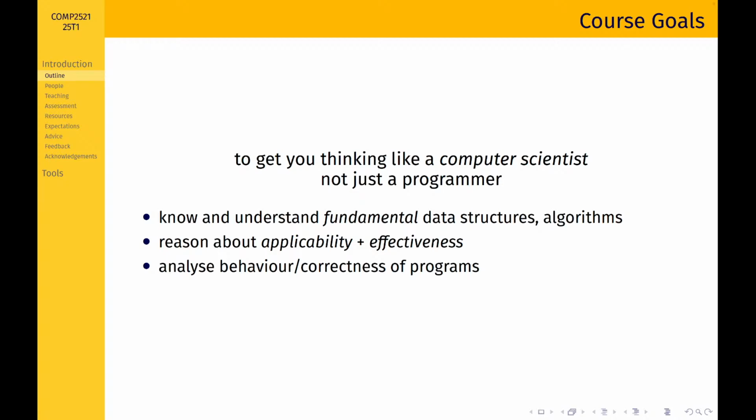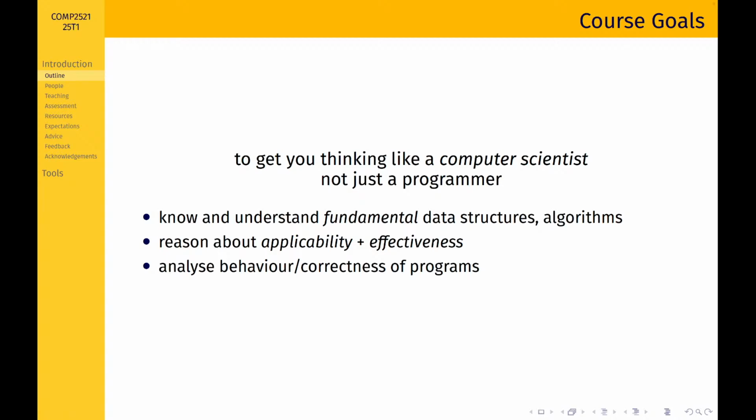But in COMP2521, the goal is to get you thinking not just as a programmer, but as a computer scientist. And what does that mean? Well, first of all, what should a computer scientist know? A computer scientist should know fundamental data structures and algorithms, and they should also be able to reason about efficiency, about how effective a particular choice of data structure or algorithm is. Given a problem, you want to choose the best solution for that problem. So that means we also want to be able to analyze how efficient our program is going to run, how much space or memory the algorithm takes, and so on.